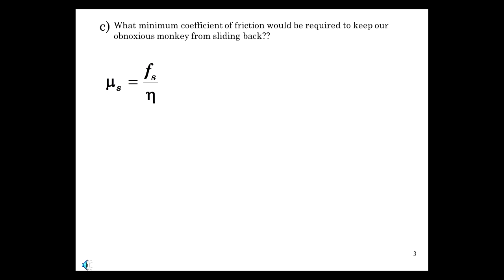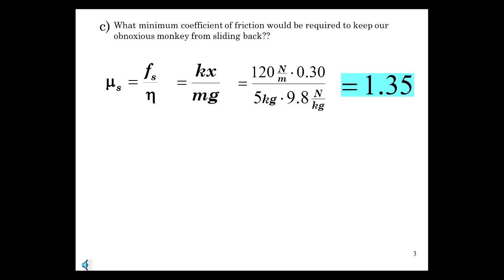Finally, what's the minimum coefficient of friction to keep that very obnoxious monkey from sliding back? He slid 30 centimeters to the right. So the coefficient of static friction is that friction force divided by the normal. Friction force being kx, normal force being mg. So that's 120 times 0.3 over 5 times 9.8, which is 0.73... that's 1.35. Now that's a pretty high coefficient of friction. That would require a force of 1.3 times the weight to cause them to slide. So that's a pretty sticky surface.